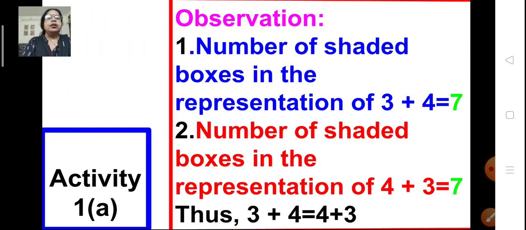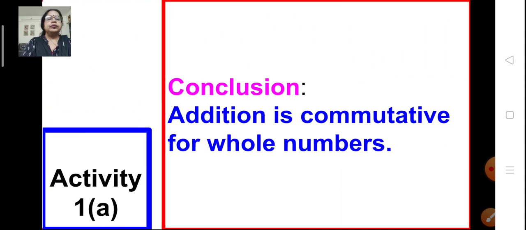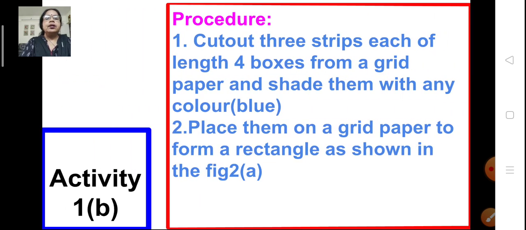Now, what is the observation? The number of shaded boxes in the representation of 3 plus 4 is equal to 7. And the number of shaded boxes in the representation of 4 plus 3 is equal to 7. Thus, 3 plus 4 is equal to 4 plus 3. So, what is the conclusion? It is, addition is commutative for whole numbers. Now, we come to the second part of the activity and write the procedure for second part of the activity.